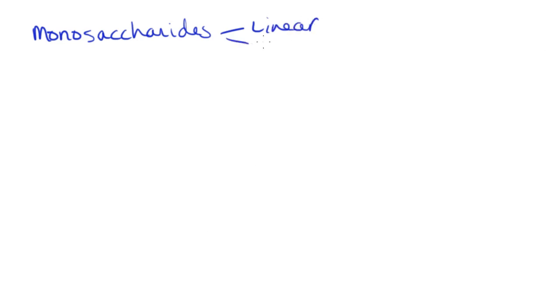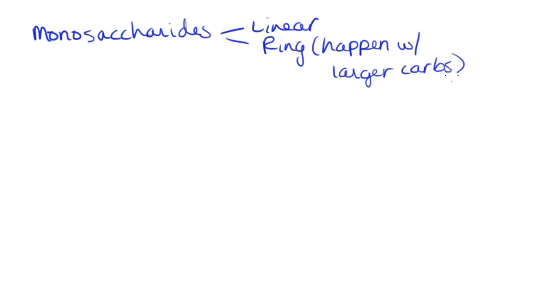The monosaccharides are not always linear structures. So monosaccharides can be linear, like we just saw, or we do have times when they are going to be ring structures or cyclical structures. This is going to happen a lot of times with the larger ones, so with the larger carbs. So in this case, we're talking about the ones that maybe have 6 or 7 carbon atoms.